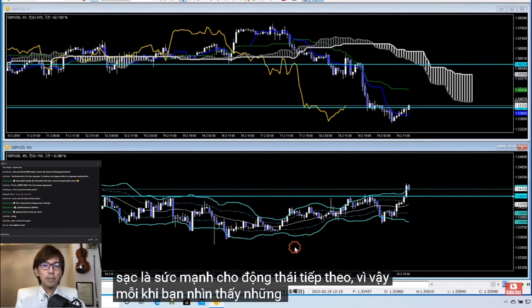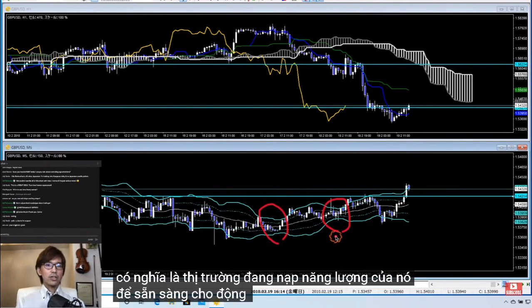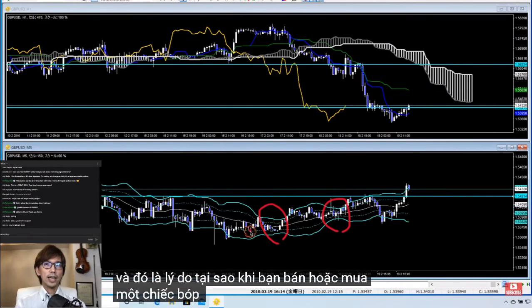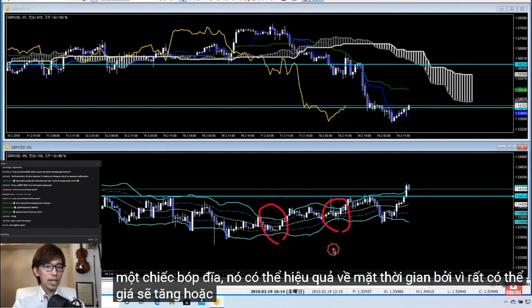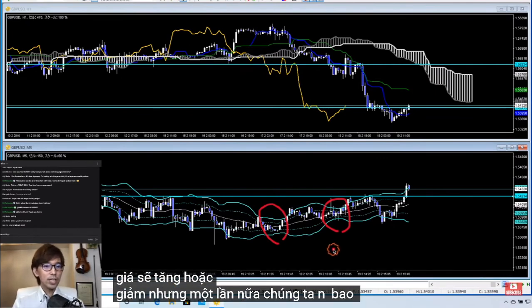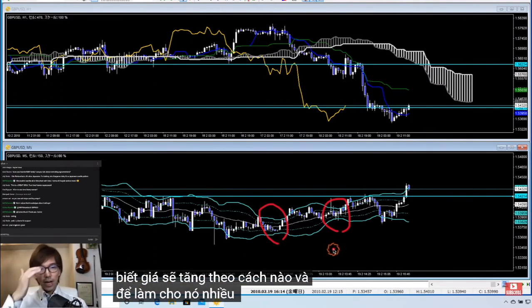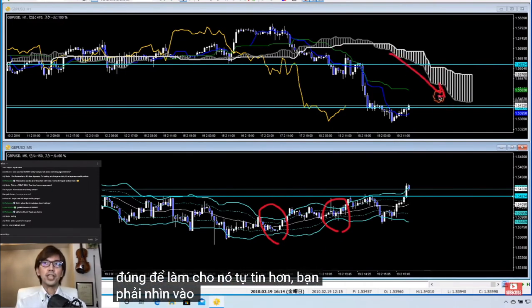So every time you see this squeeze, that means that the market is charging its energy to get ready for the next move. And that's why when you take sell or buy at this squeeze, it can be time efficient, right? Because the price will jump up or down most likely. But again, we never know which way the price is going to jump. And to make it more confident, you have to look at the major trend, which way the major trend in the bigger time frame is going.